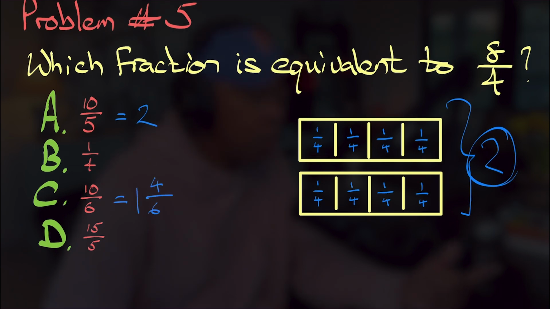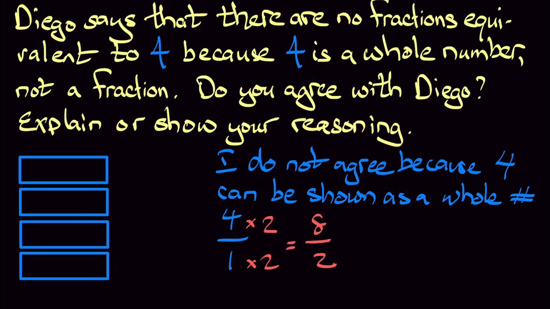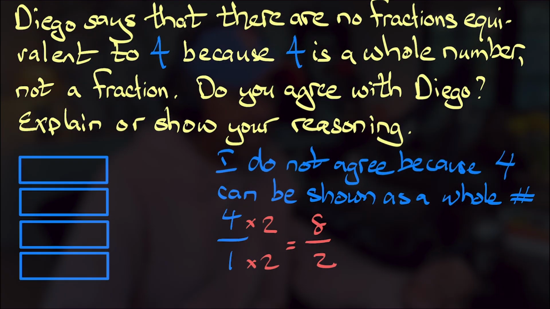10/6 is 1 whole and 4 extra sixths. And 15/5, that's 3 wholes. Obviously, that one isn't correct either. In this problem, Diego says that there are no fractions equivalent to 4 because 4 is a whole number. Do you agree? And explain.